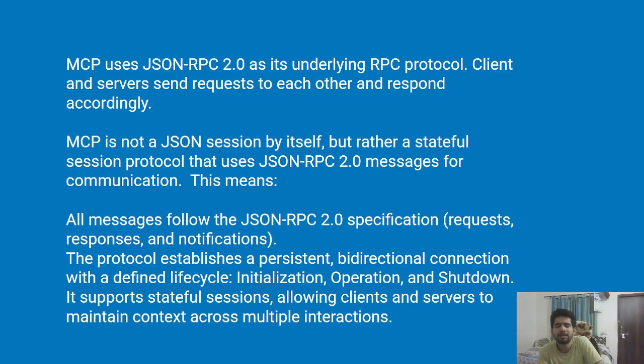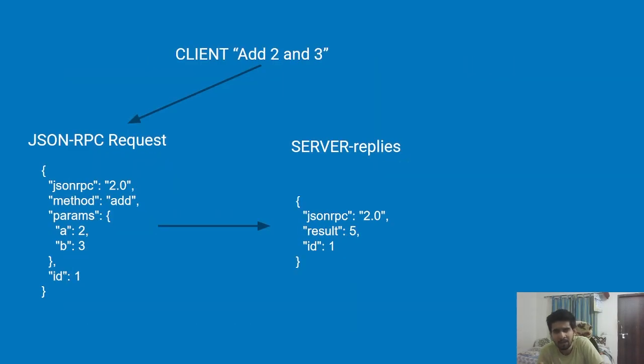You can compare it with REST, but there are some differences. This is how the protocol works, a basic example. A client makes a function call of adding 2 and 3. It gives out the request through JSON RPC, and this is the format it uses: there is a method, and there are parameters of what to add, A and B. There are two numbers to add, and it has been given one ID, and the server replies with the answer. This is how JSON RPC works.